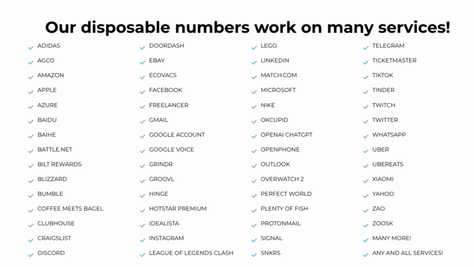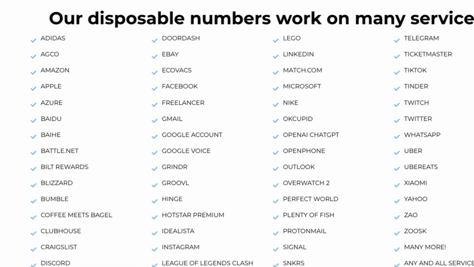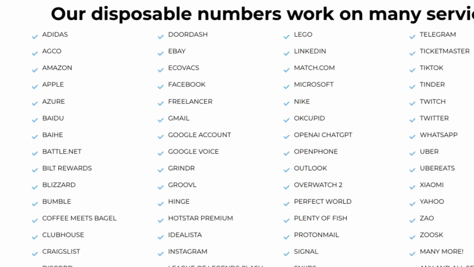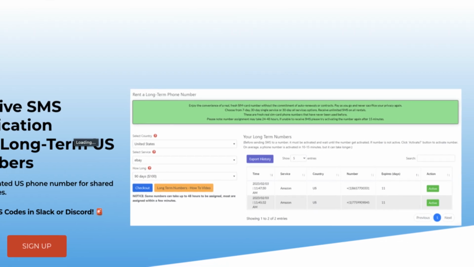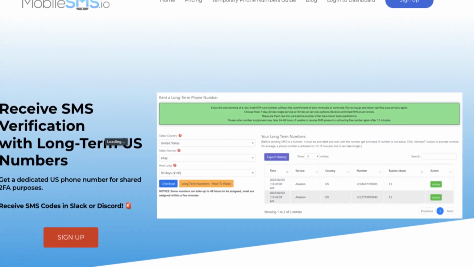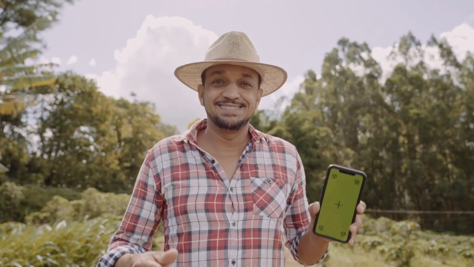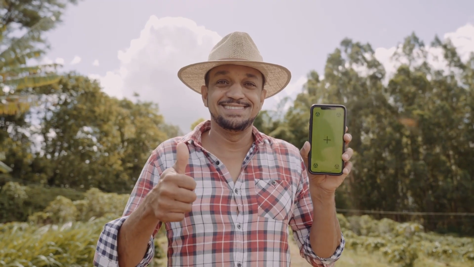What countries are supported for Xiaohongshu verification? MobileSMS.io supports numbers from over 100 countries, including the US, UK, and China. Is MobileSMS.io secure? Yes, it prioritizes user privacy and security by offering real SIM-based numbers. Ready to use Xiaohongshu anonymously? Protect your privacy and explore Xiaohongshu confidently.